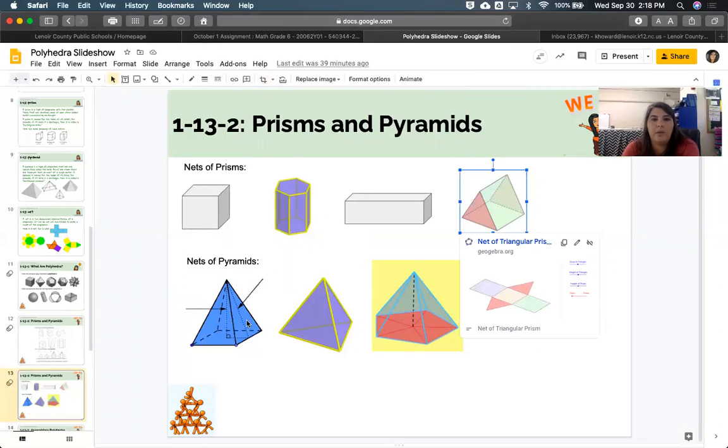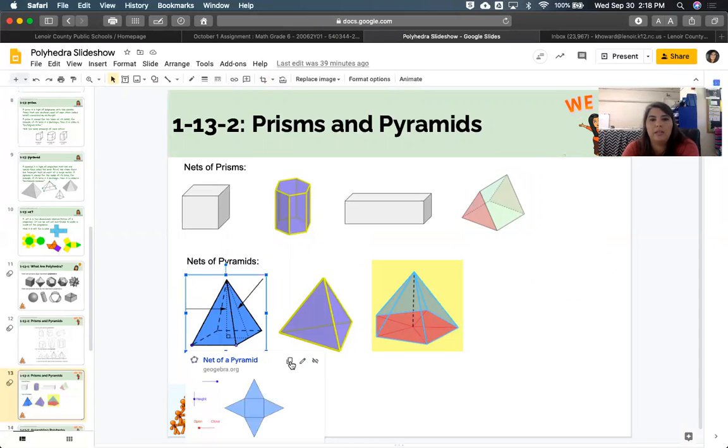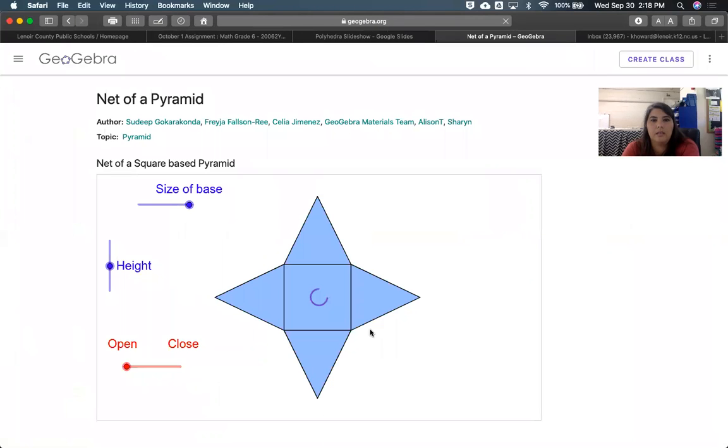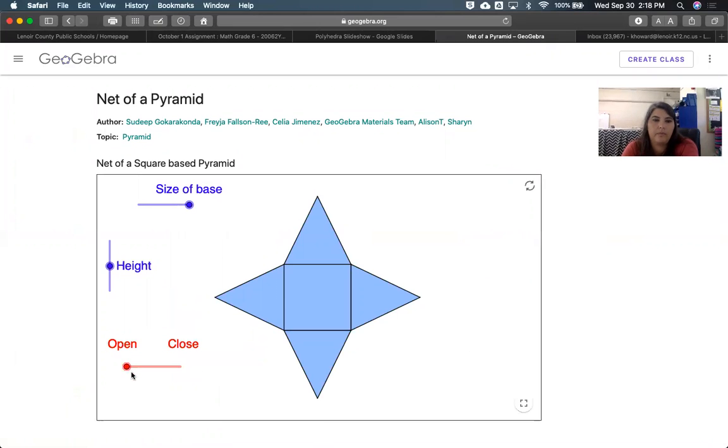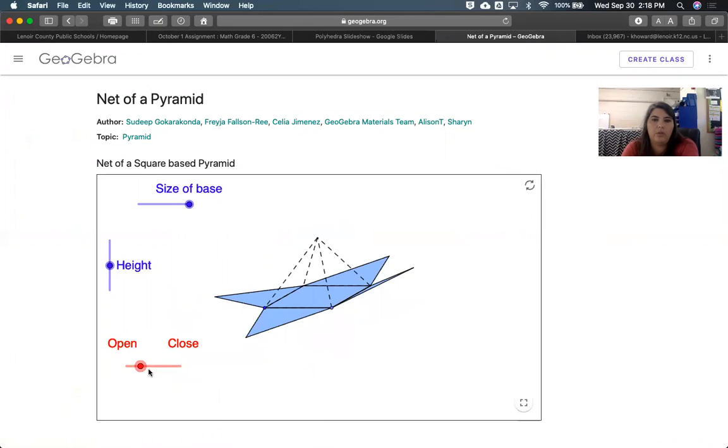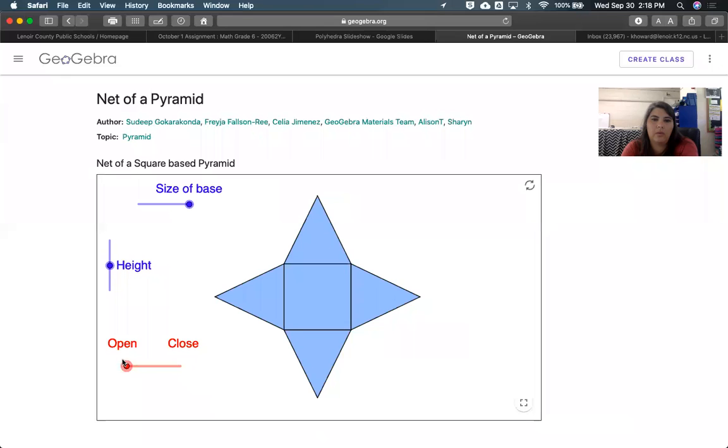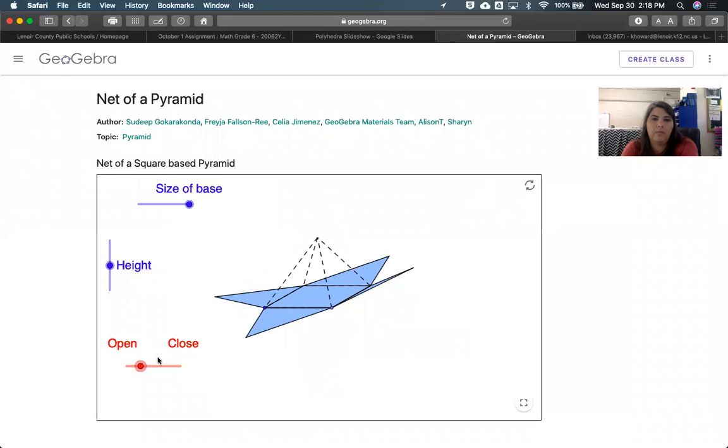All right, nets for pyramids. So how do they look different? This is a square pyramid. You can see the square base and the triangular faces. When you close the square pyramid, it looks like this. So it meets at a point or at a vertex. It's open. When you close it up, it meets at a vertex.